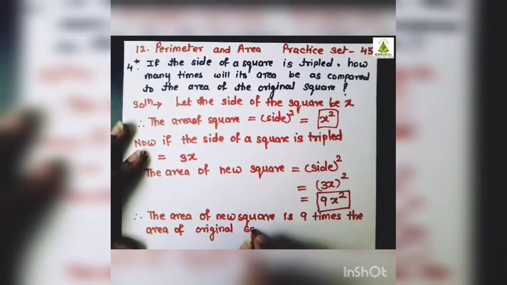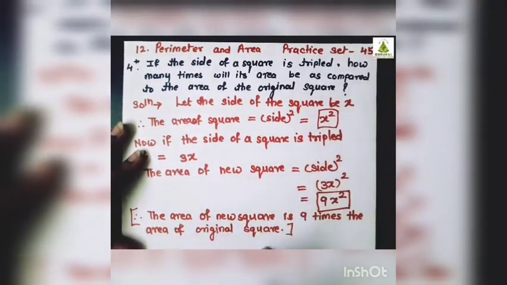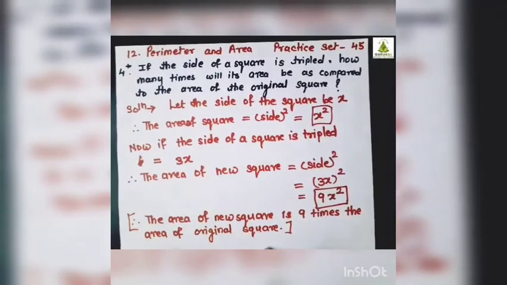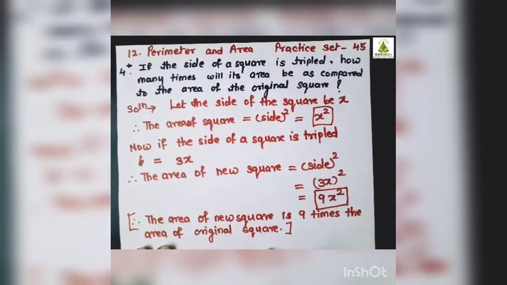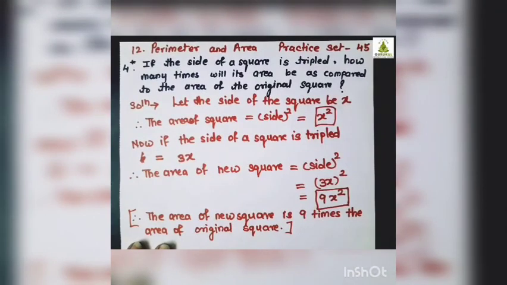Writing the final answer is very important. Compulsorily you are supposed to write down the final answer. That is the conclusion of the question. When you write the final answer, it becomes the final conclusion of your answer, so you should compulsorily mention it and put it in a bracket. So this was the fourth sum from practice set 45. All sums you have to copy down in your maths notebook. Thank you very much.